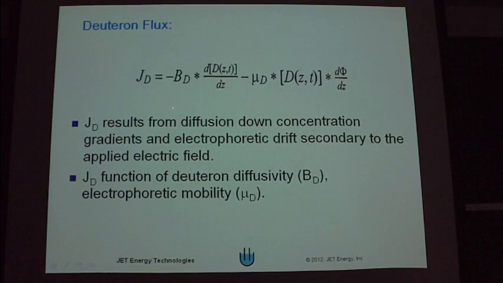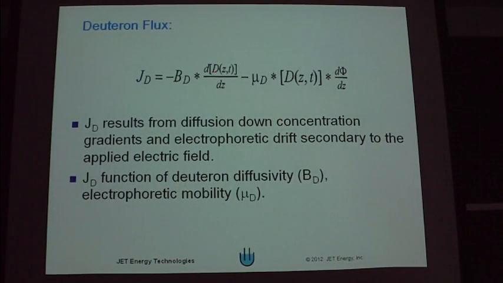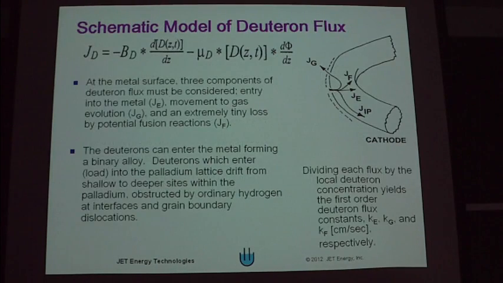This is the flow equation. There's two terms. There's a diffusive term. This is from the gradient of the concentration. This is our diffusivity of the deuterons. So the deuterons will flow down the concentration gradient. And this is from the electric field. This is the concentration. This is the electric field, the change of potential as a function of distance. And this is our electrophoretic mobility. So we analyze this equation.